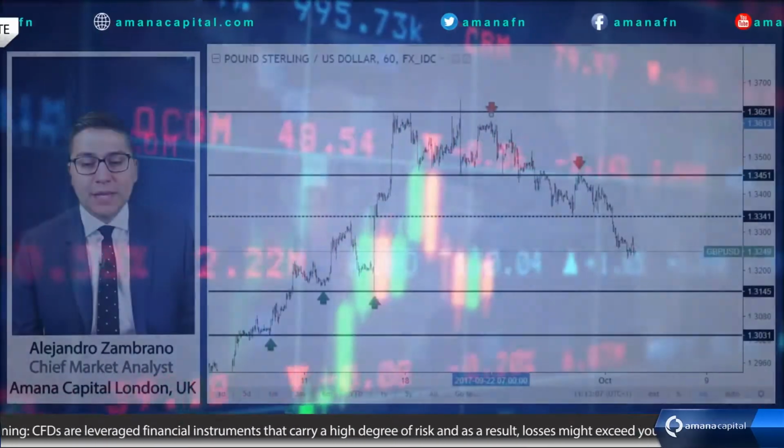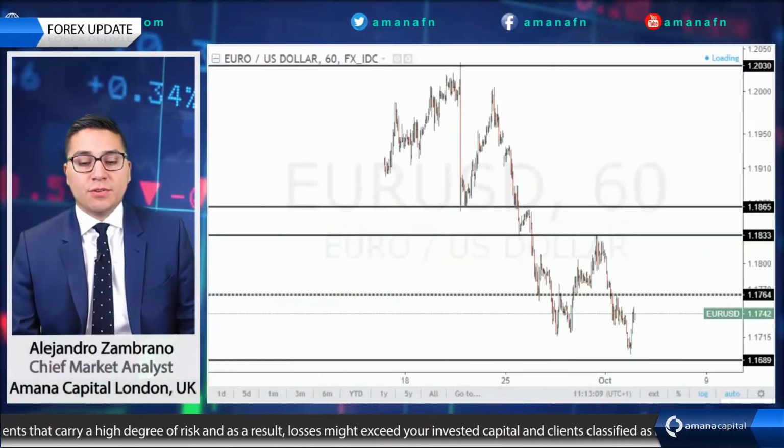In today's Forex Outlook, we're going to take a look at the Euro versus the USD, but other currency pairs as well, like the pound dollar. And let's begin. We're going to begin with the Euro dollar.